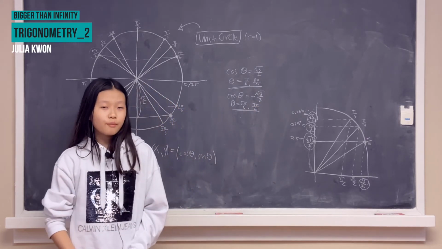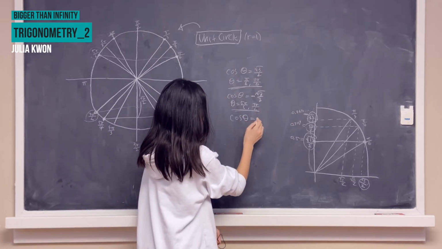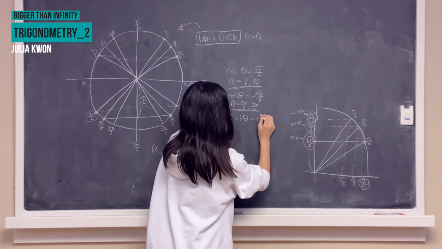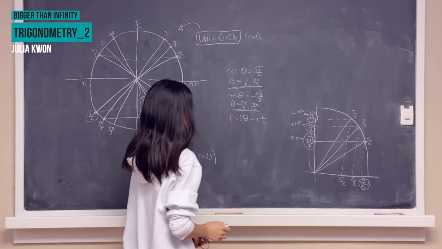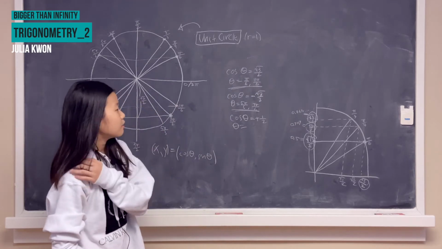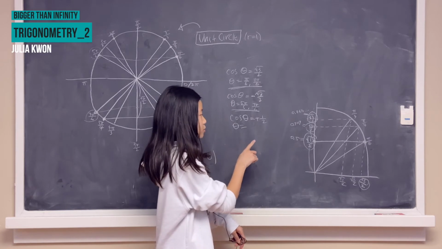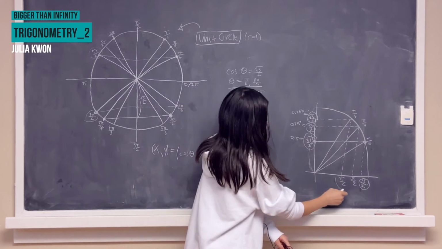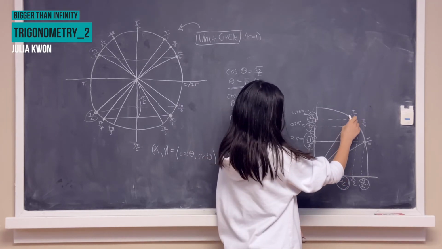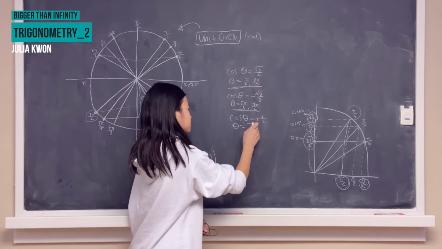Here is the last example for the cosine theta. Cosine theta is equal to positive 1 over 2. And so now we're going to have to find out when the cosine theta equals 1/2. And so 1/2 is here, and if we just follow the vertical line, we get pi over 3. And pi over 3 is one of the answers.